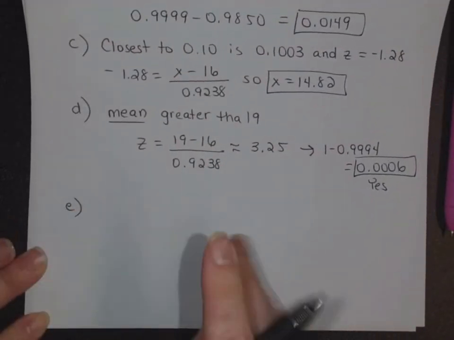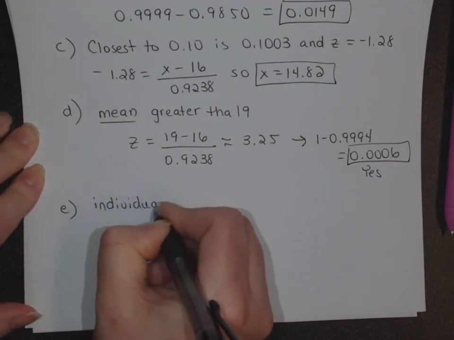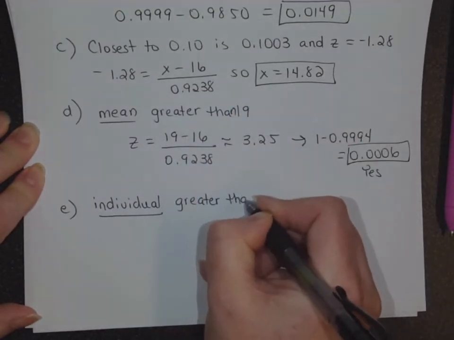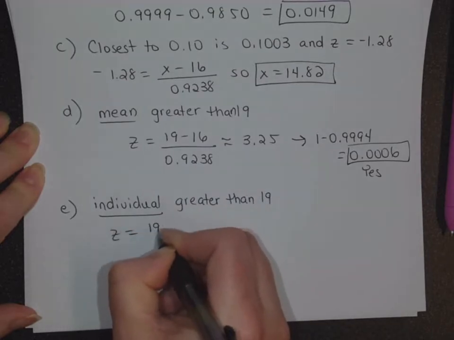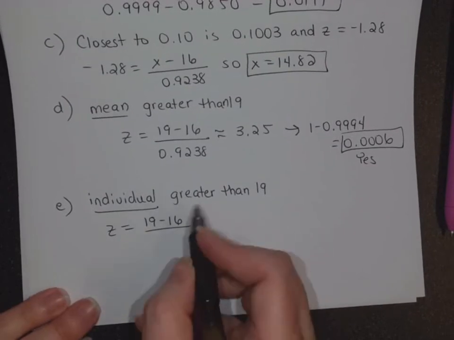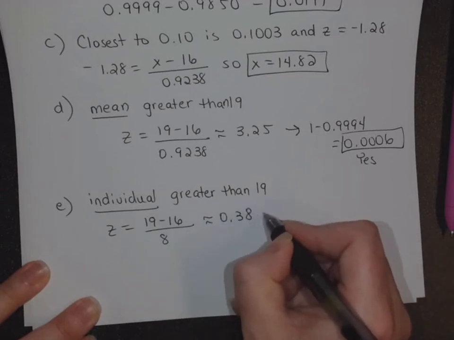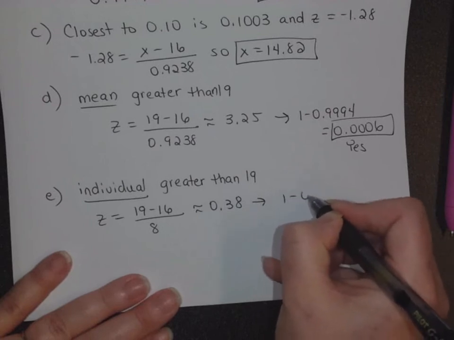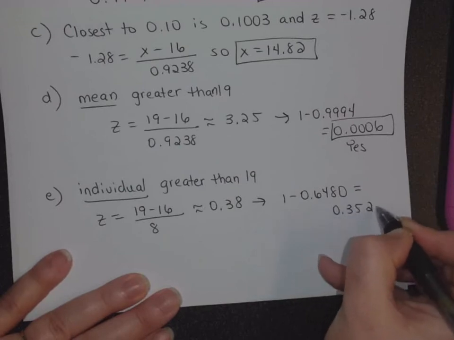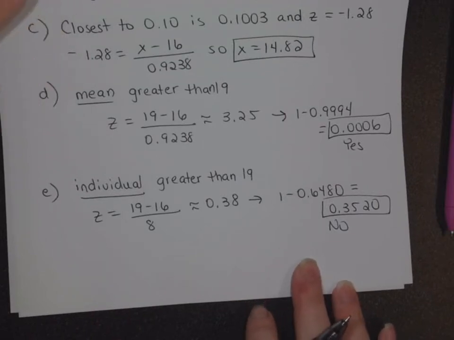Okay, but part E switches to an individual being greater. So the only thing that changes is the standard deviation: you use the original standard deviation, which was given to be 8. Notice when the z-score goes down, it becomes more likely. So it's 1 minus what you read from the chart because it's still greater than. So you end up getting 0.3520. So no, not unusual. Make sure you really pay attention to the wordings of those problems.